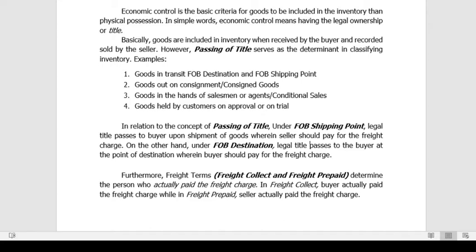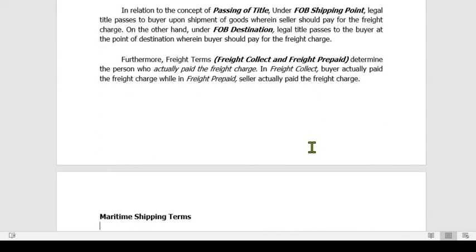is on the buyer. Okay, the concepts of freight collect and freight prepaid, these are freight terms na ginagamit to identify lang kung sino yung magbabayad ng freight charge. So kapag freight collect ka, the buyer actually paid the freight charge, while in freight prepaid, the seller actually paid the freight charge. So yun lang siya.